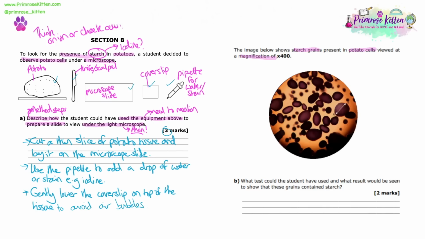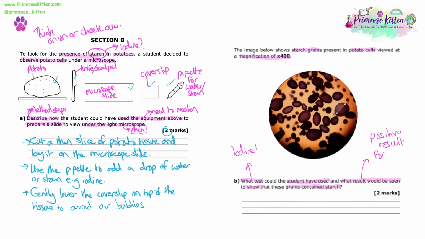Okay, so the next part of the question says, the image below shows starch grains present in potato cells viewed at a magnification of ×400. What test could the student have used and what result would be seen to show that these grains contained starch? Well, we've already talked about the fact that we could use iodine, and then we need to say what will happen when we put it on these cells, when it comes into contact with the starch, that shows us that these grains contain starch. So what's the positive result if you add iodine to starch?